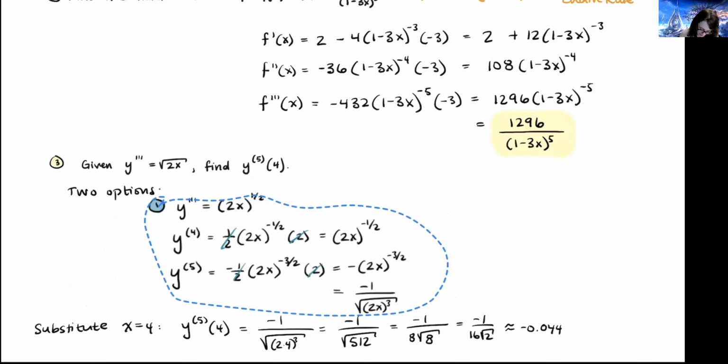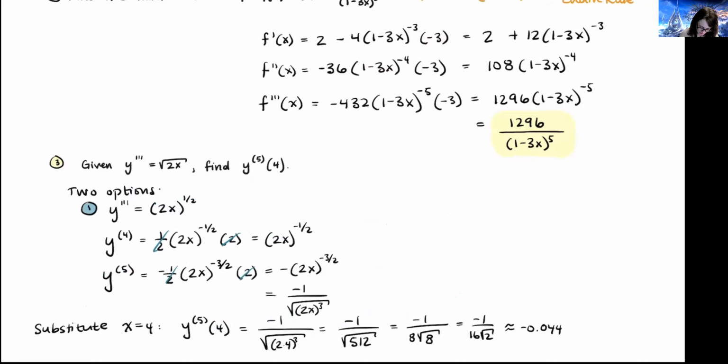Okay. So the other way that you could view this or think about this, the other option, is you could avoid using the chain rule altogether. You could say, all right, I'm going to look at y triple prime, which is the square root of 2x. I'm going to look at that as square root of 2 times square root of x. And that's the square root of 2 times x to the 1/2.